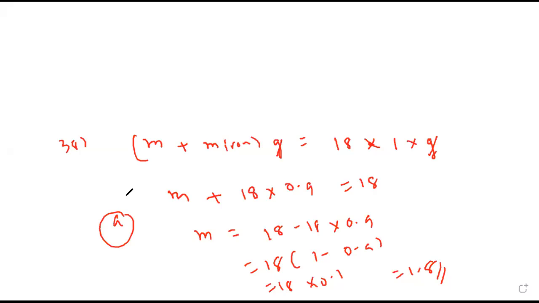I will tell you a direct formula for specific gravity if there is air and liquid. Specific gravity is weight in air minus weight in liquid upon weight in air minus weight in water. Directly you can put it. Then is it 35? 35, that is option D. Correct.